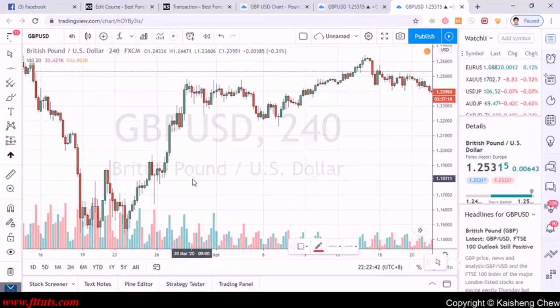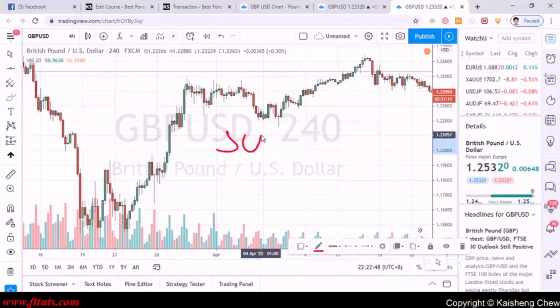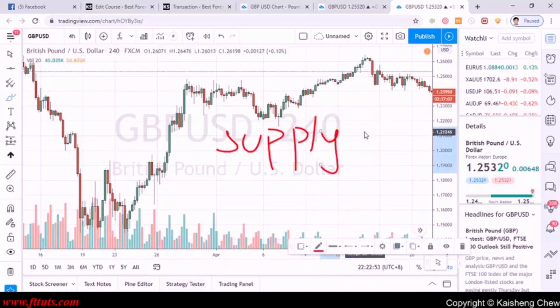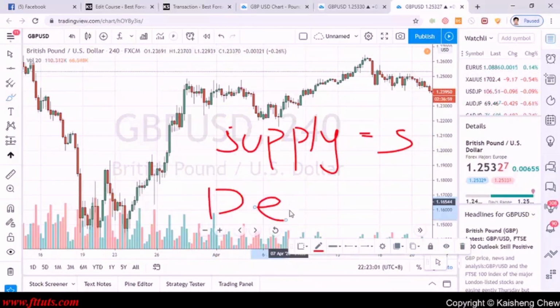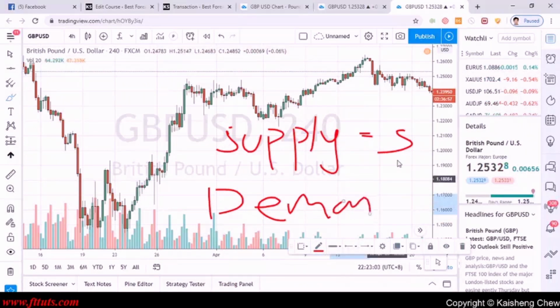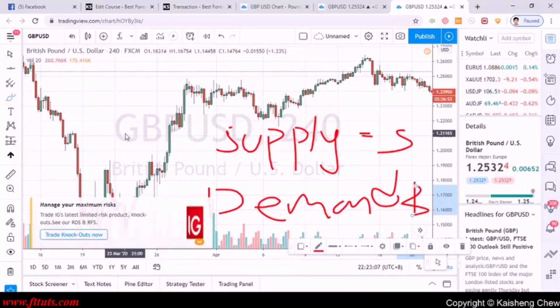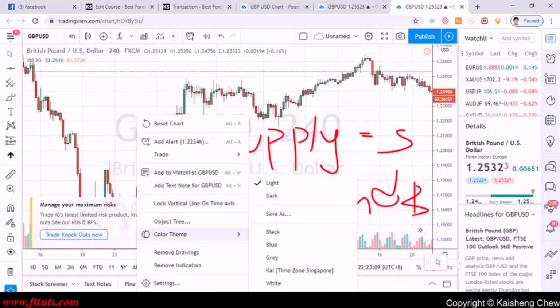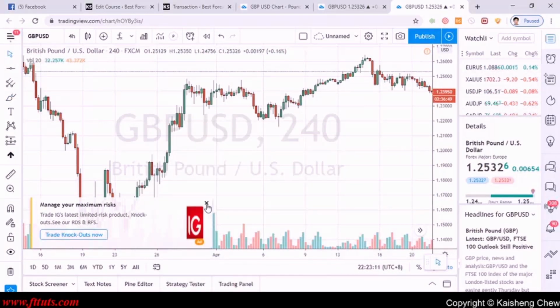Okay, now we're going to discuss supply and demand. What's the meaning of supply and demand? Supply is like a stock, the selling pressure. Demand is buying pressure. Right, so now we're going to draw the supply and demand zone.